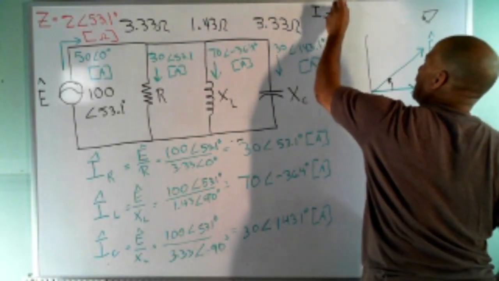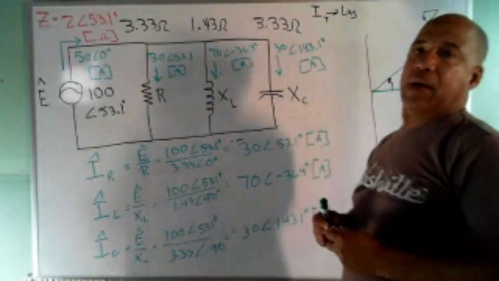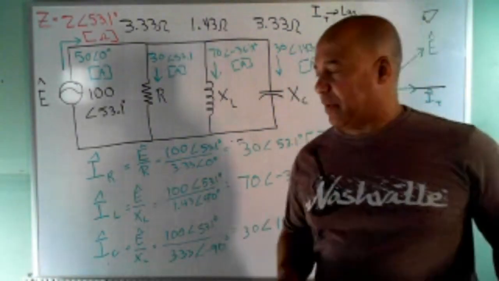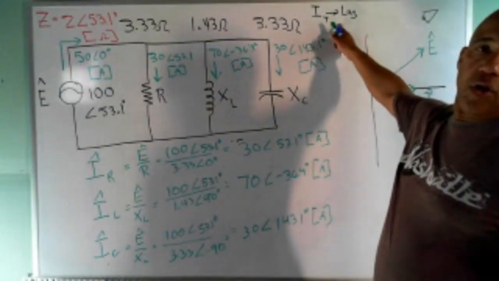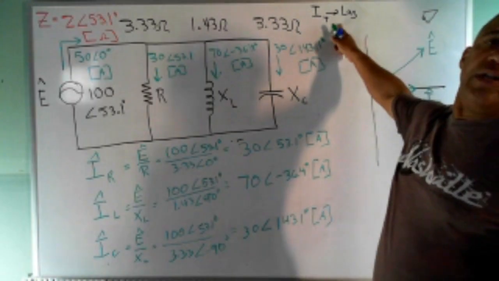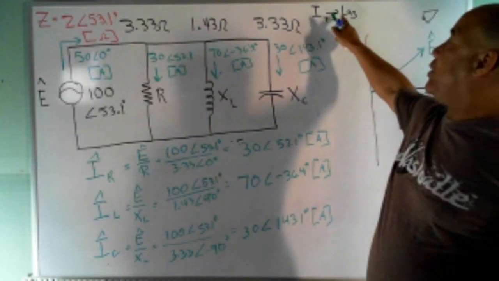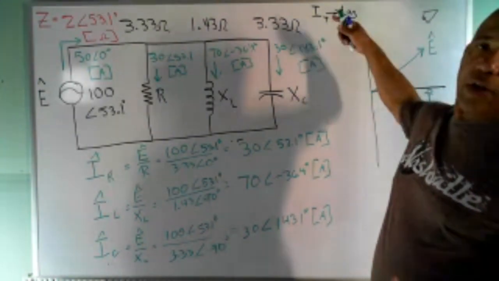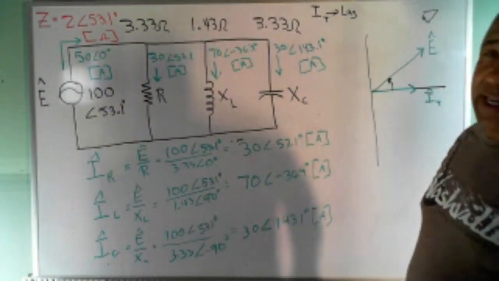I_T is lagging. Now, why would you need to know that? Well, remember when we do power, you may not ask us for power factor, but later on, if we need to find the power factor, I have to write it in terms of the current. The power factor is either leading or lagging, and we define that leading or lagging as whatever the current's doing. So in this case, the current is lagging. So if they ask us for power factor, it will be a lagging power factor.